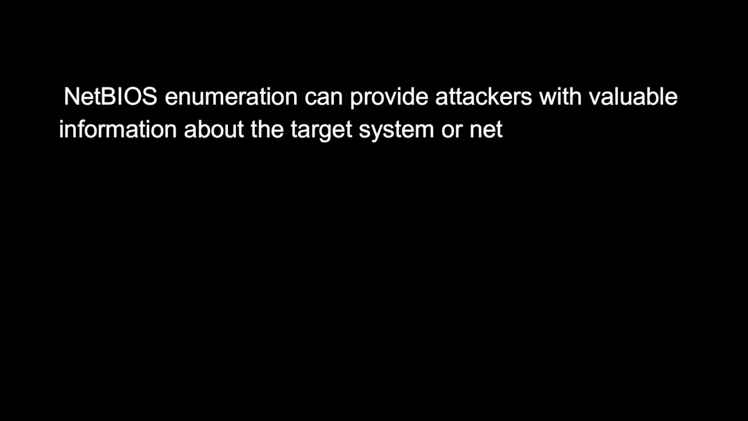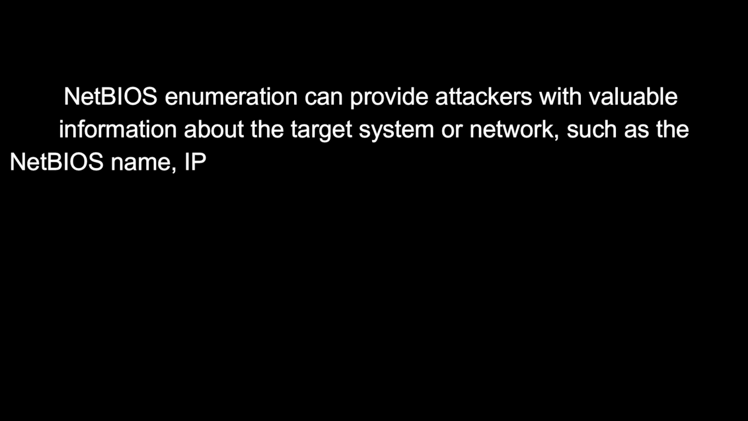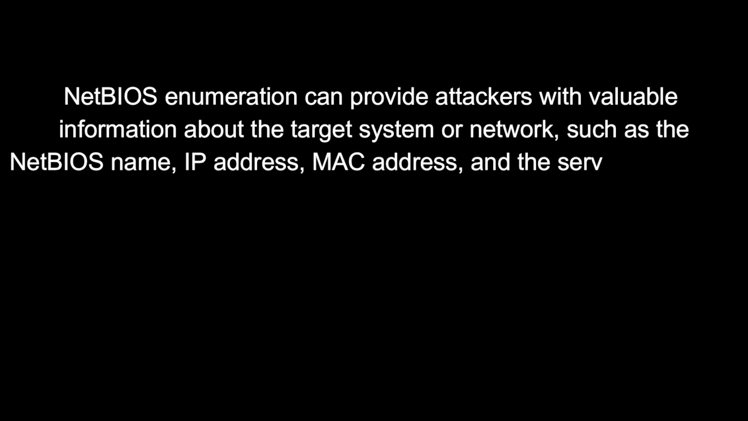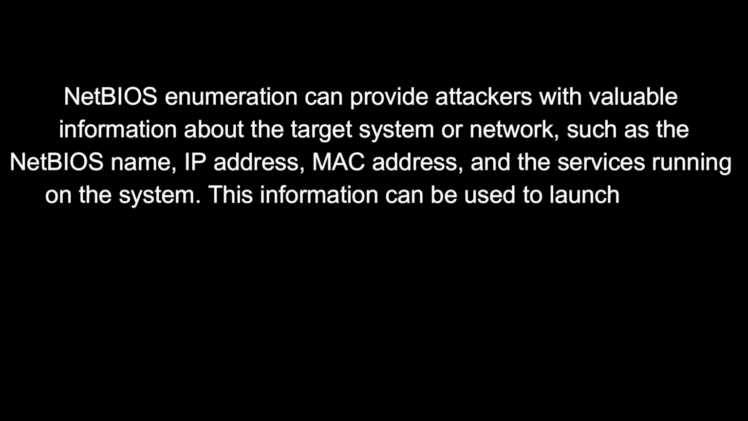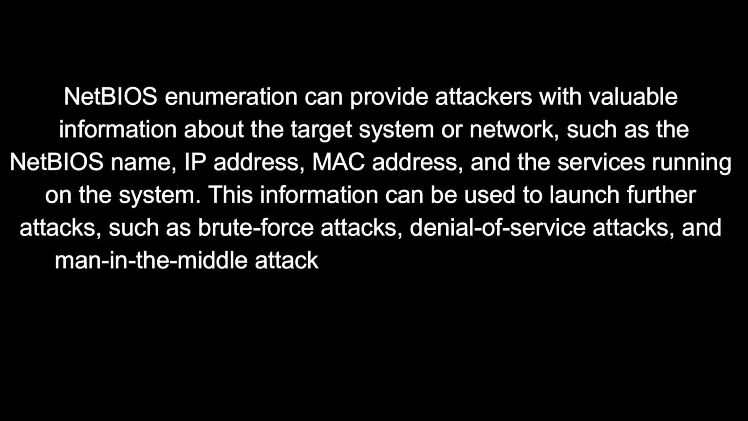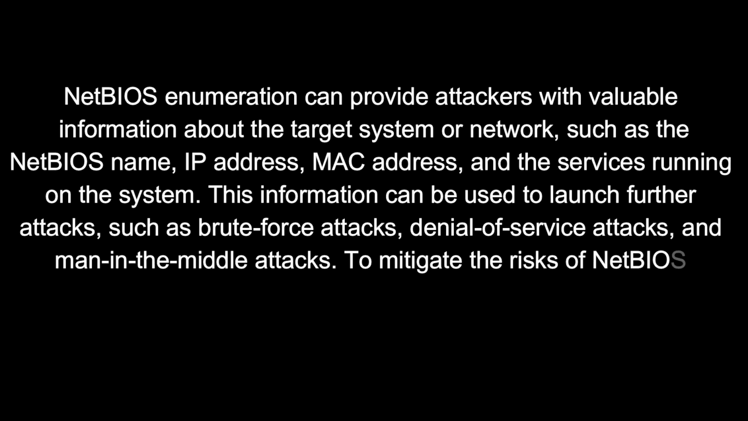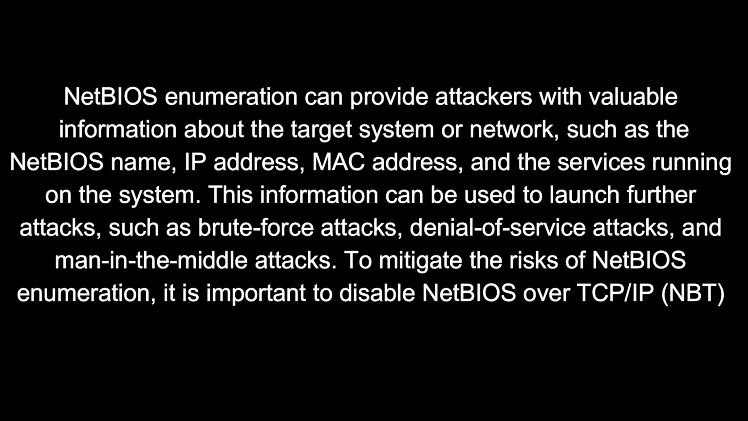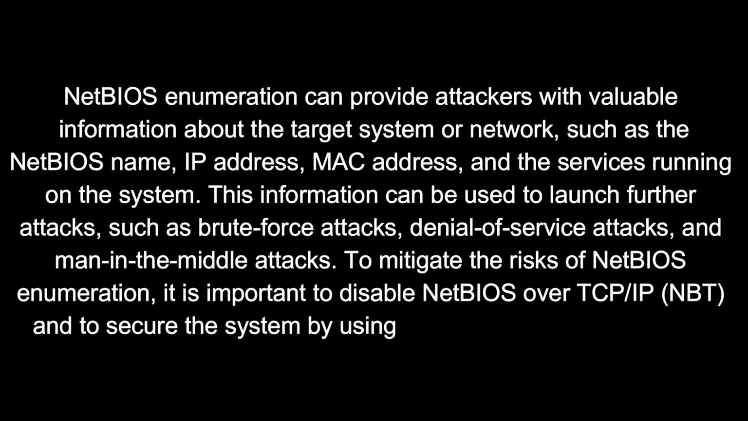NetBIOS enumeration can provide attackers with valuable information about the target system or network, such as the NetBIOS name, IP address, MAC address, and the services running on the system. This information can be used to launch further attacks, such as brute force attacks, denial of service attacks, and man-in-the-middle attacks. To mitigate the risks of NetBIOS enumeration, it is important to disable NetBIOS over TCP/IP, NBT, and to secure the system by using firewalls and access controls.